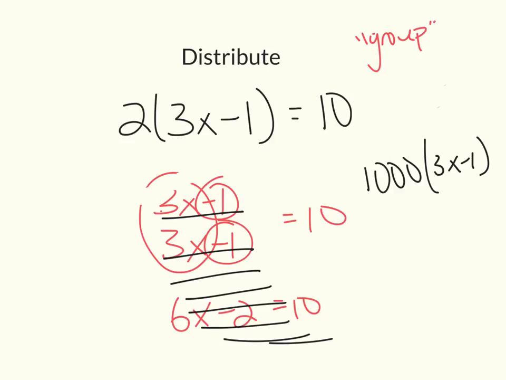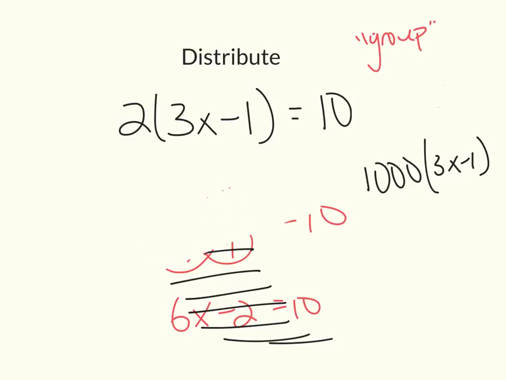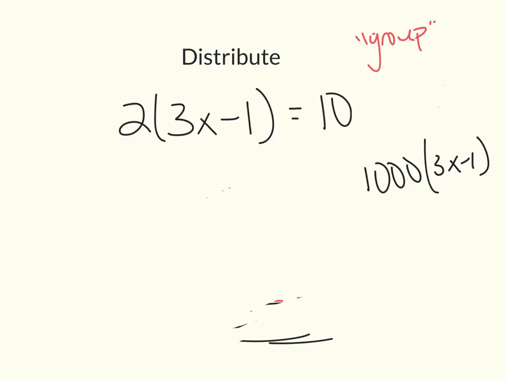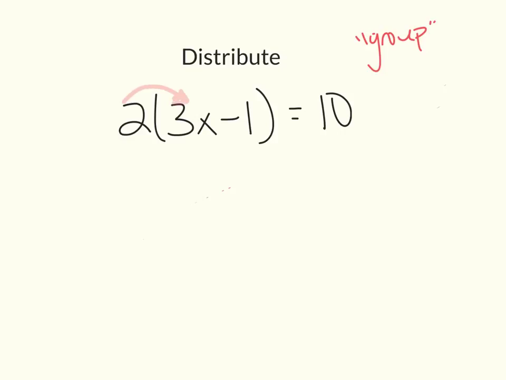I'd be repeating that addition so many times. Wait. We learned something. Repeated addition, we know what repeated addition is. Repeated addition is called multiply. So I'm going to multiply my group by 2. I've got 2 groups of 3x minus 1, so everything in that group is going to get multiplied by 2. 2 times 3x is 6x. 2 times minus 1 is minus 2. And that's going to equal 10.